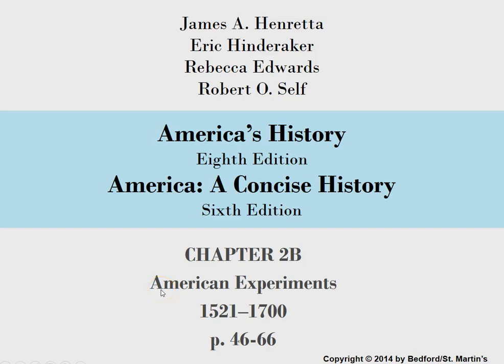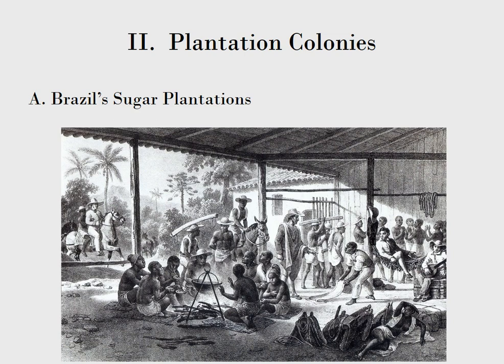All right, chapter 2B. So, continuing on with colonization, and we will start with Brazil. Brazil's sugar plantations. By 1590, the Portuguese colonists had transformed coastal Brazil into a sugar plantation zone. Remember, they start there in about the 1530s, 1540s, and so it becomes a full-on sugar plantation zone by then.